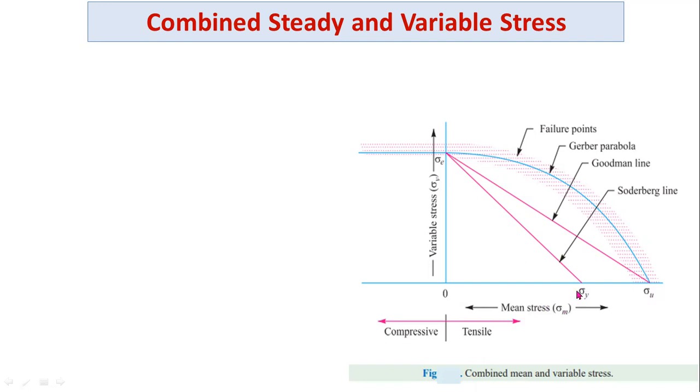And sigma e is the endurance limit. The endurance limit is only considered in variable stresses, so that's why in this topic I consider sigma e. From the origin O, towards the right you have to consider tensile stresses, and towards the left you have to consider compressive stresses.